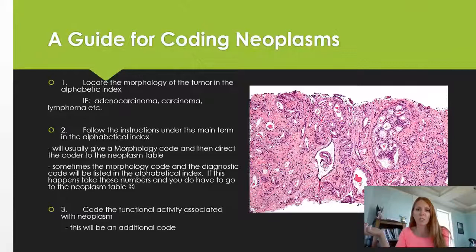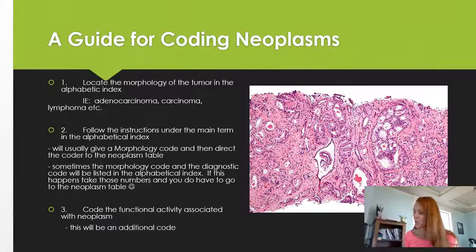Cancer is just one thing. There are tons and tons of cancers, right? Basal cell carcinoma, adenocarcinoma, squamous cell carcinoma, small cell lung cancer. So there are tons of different types of cancer. So the morphology is just that, explaining what kind. So if you know what kind, the morphology, you always want to look that up first. Now, more often than not, the code you want is not under the morphology, but sometimes it is. So the coding guidelines tell us you always check the morphology first.